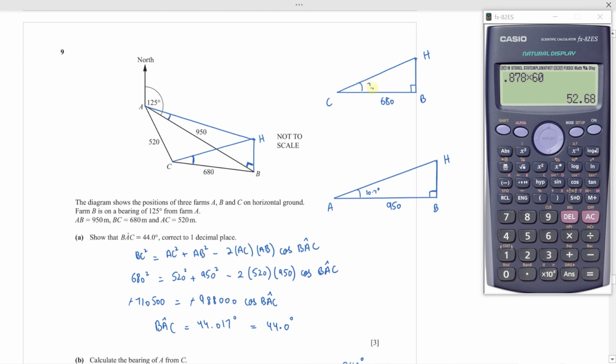So let me move these down now. I'll select these. Oops.